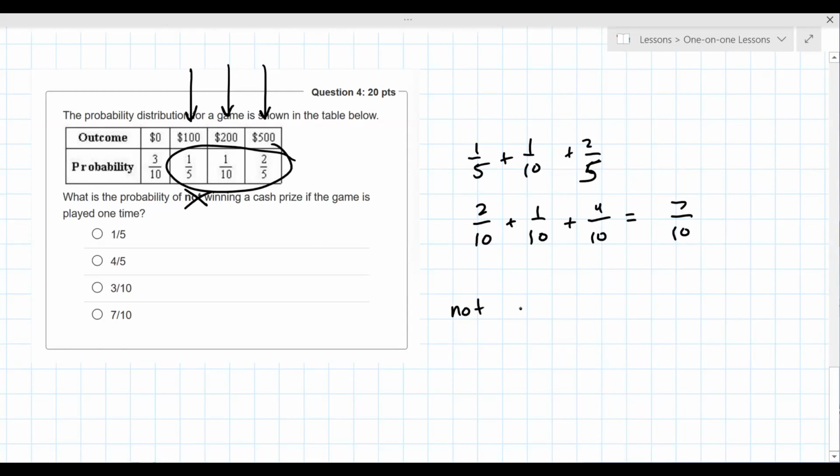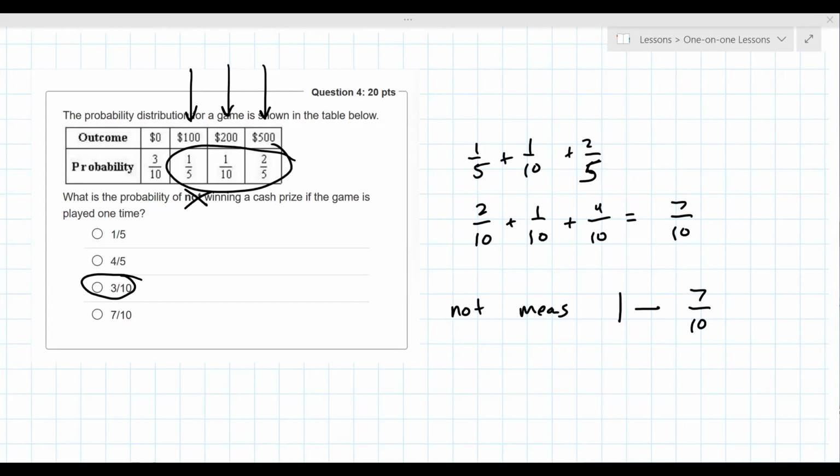"Not" means, do you remember this from before? The subtraction? One minus. Okay. 1 minus 7/10, Christopher. Oh, okay. What does that become?